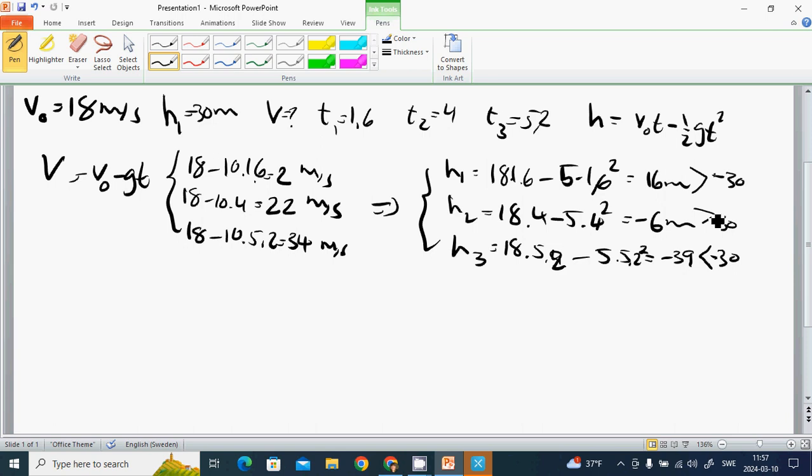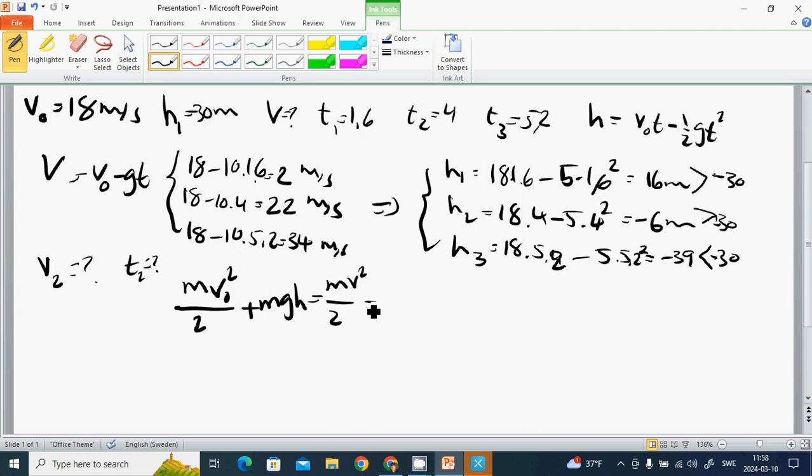Okay, we have another example. We are going to find another quantity, which is the velocity V2 when it is going to the mark, and when V2 and T2. We know that kinetic energy plus potential energy is mv² over 2. Then V0² plus 2gh equals V2.